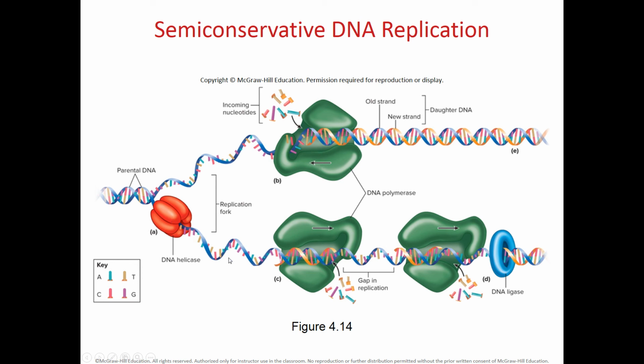And here within this other strand, where the polymerase goes in the opposite direction to the replication fork, you have a discontinuous making of the new strand, and there will be a gap in replication that this enzyme, DNA ligase, is going to fill in. And then you can form a continuous strand of DNA.